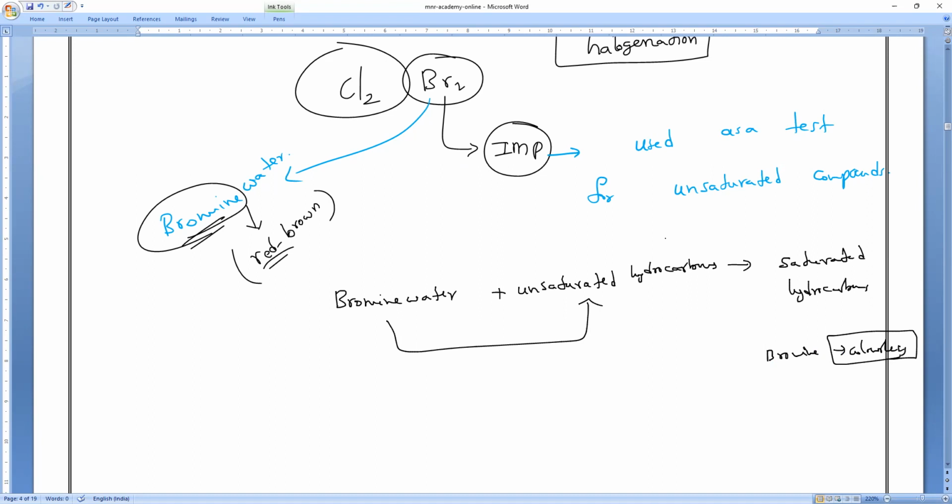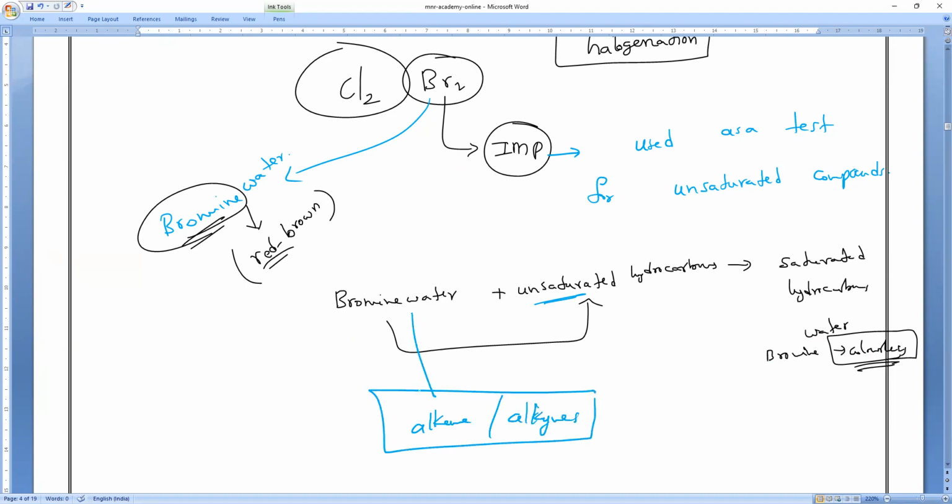So the bromine water is discharged and will become colorless. That is what indicates it has reacted with an unsaturated hydrocarbon. Remember, a given compound, whether it is an alkene or alkyne, doesn't matter, if you add bromine water, it will react with the bromine and turn into a saturated hydrocarbon.